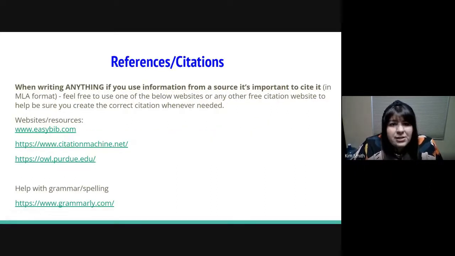Just a word about references and citations. You just want to make sure if you have to use information from elsewhere, you just give credit where credit's due. Here's some websites that help with that. Grammar and spelling help. Grammarly, if you don't have it, install it. It's a Google extension. It is super, super helpful. It's basically like Microsoft Word spell check, but live on the internet.